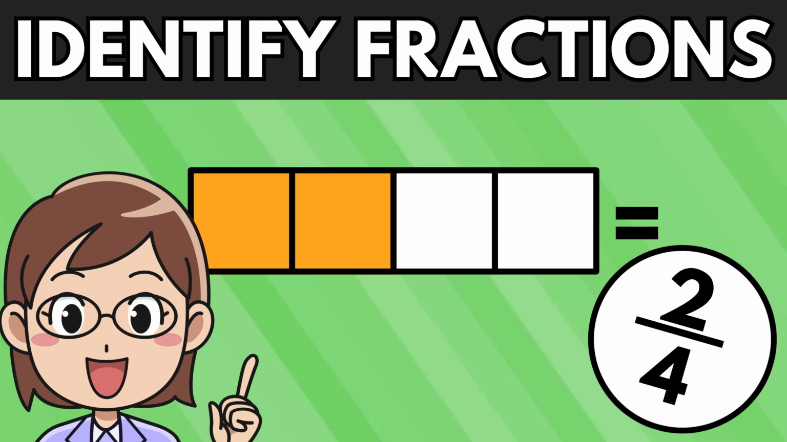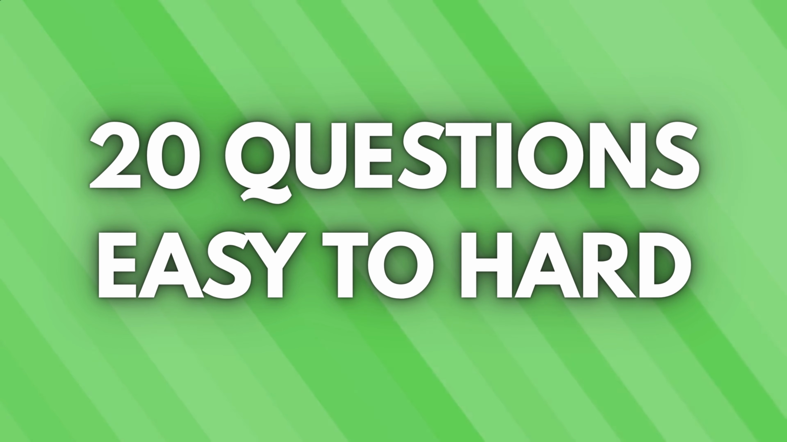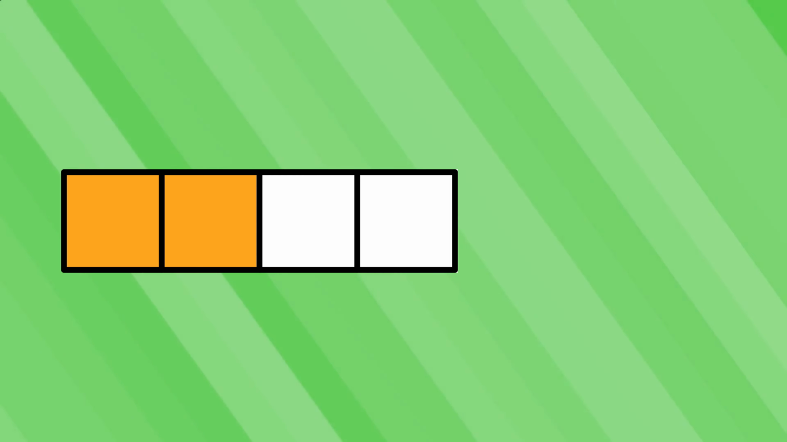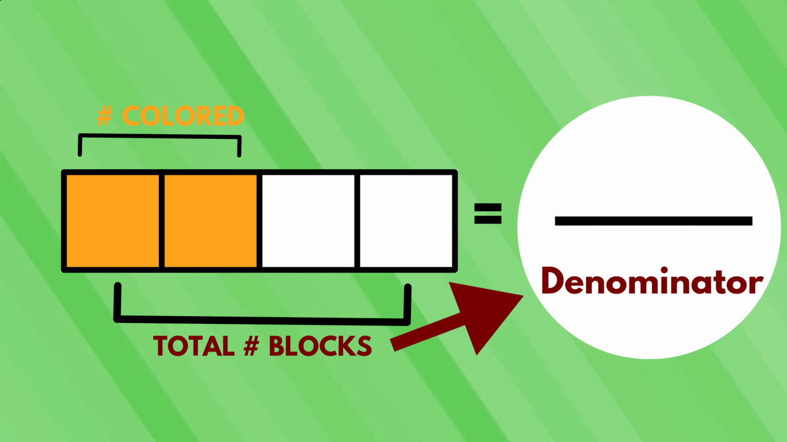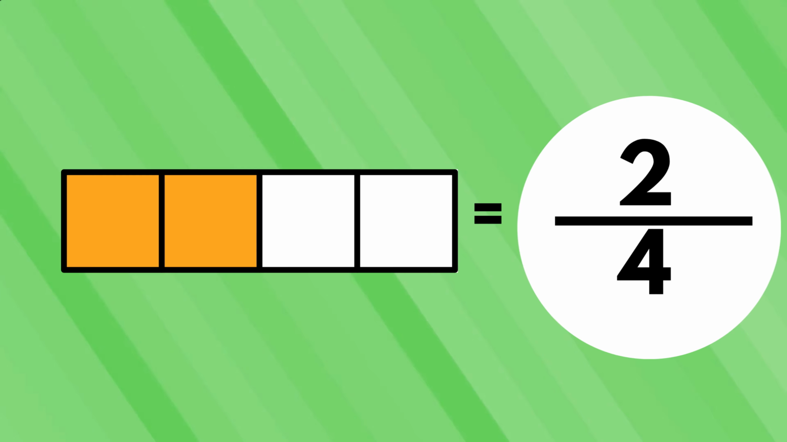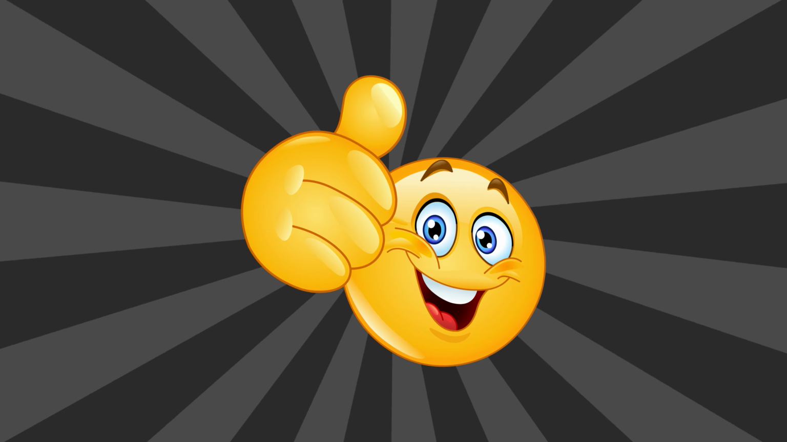You will be tested on how to identify and write a fraction. I'll give you 20 questions from easy to hard, and you'll see a set of blocks. The total number of blocks will represent the denominator, and the number of colored blocks will represent the numerator. So, the answer to this is 2/4. Feel free to pause at any time, and let's get started.